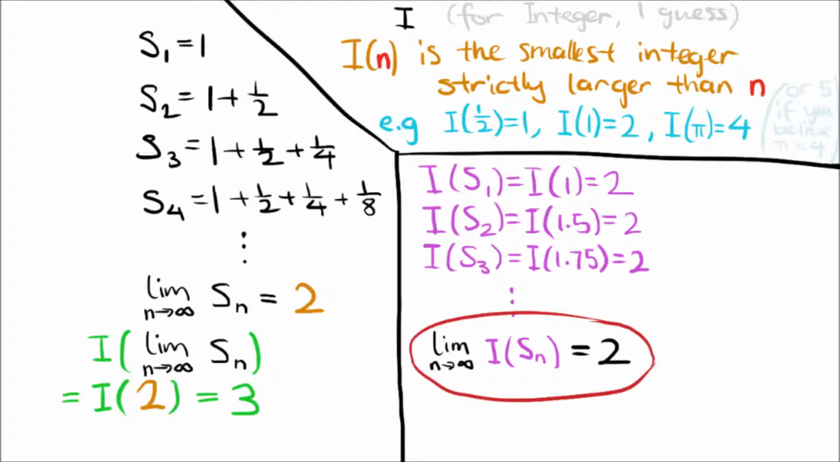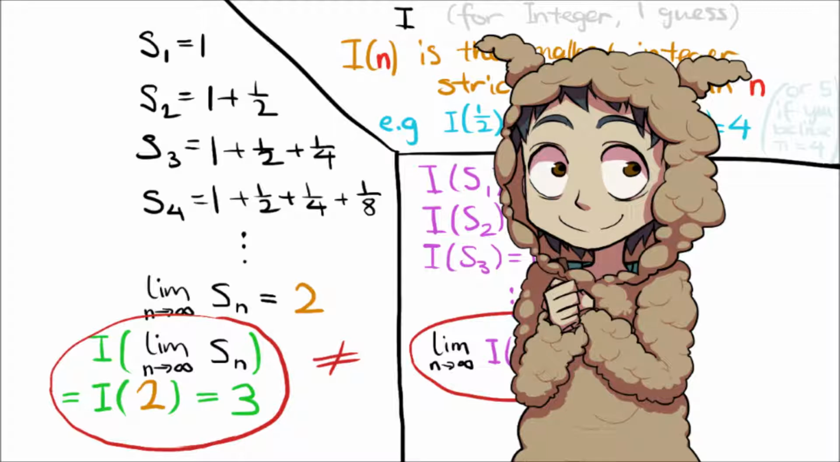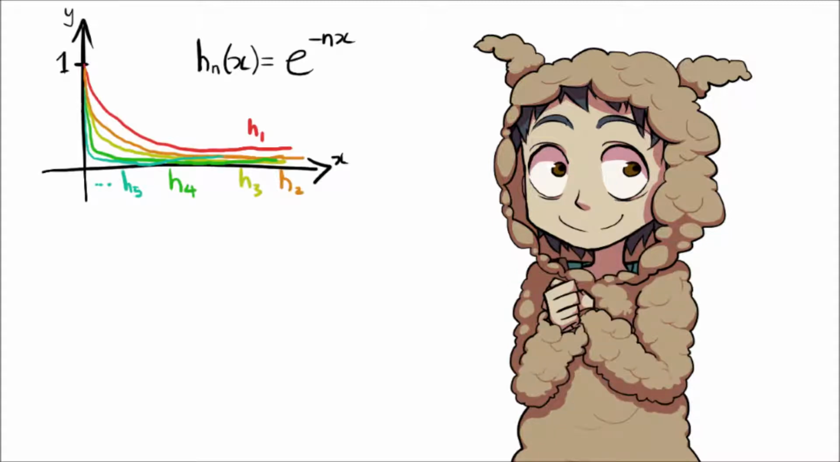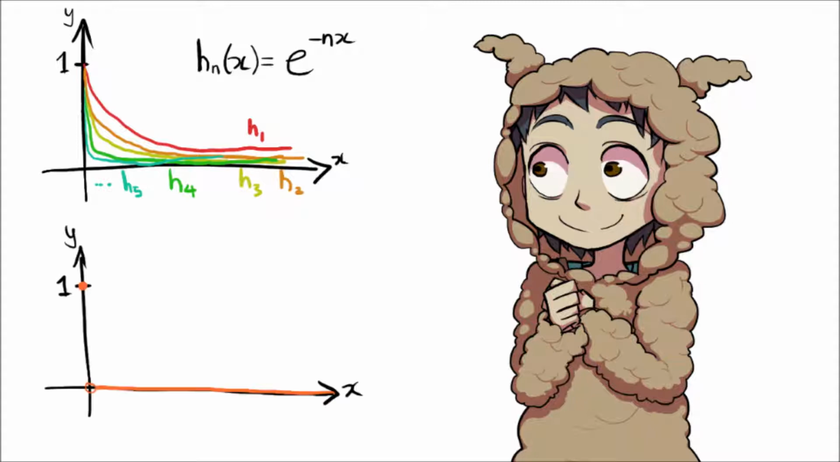Again, the limit of the I's is not equal to I of the limit. Does it mean the limit of the sn's isn't 2? No, it just means taking limits doesn't preserve the I of a number, just like taking limits doesn't preserve the length of a line. If that example was a bit too artificial for you, consider this family of functions. Each member of this sequence is nice and continuous, but the limit looks like this. So taking the limit doesn't preserve continuity either.